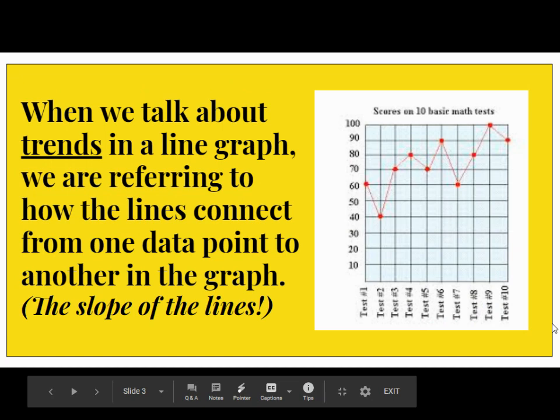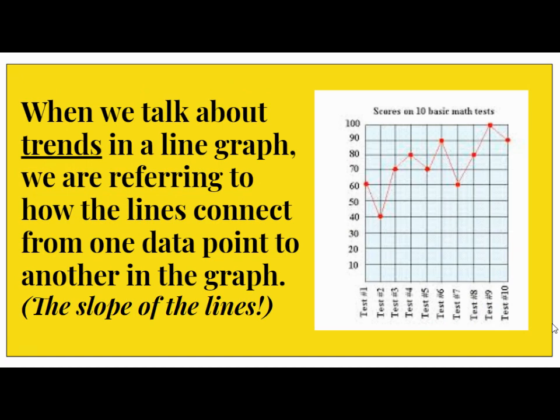When we talk about trends in a line graph, we are actually referring to how the lines connect from one data point to another in the graph. So we're looking at the slope of the lines. And sometimes we don't look from line to line. We look at the whole graph and we try to describe the trend that goes on for the whole graph. So we'll see a couple of those coming up.